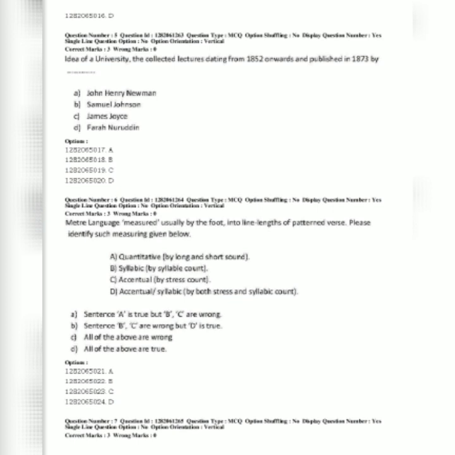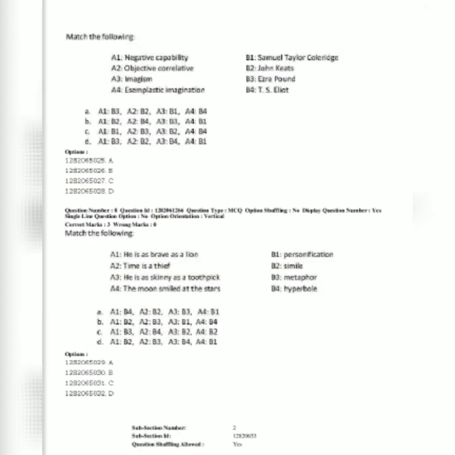Now, it's very simple. Quantitative meter is, of course, based on long and short sound. Okay, the length in a certain sense. This is a long sound, this is a short sound. That's why it's a quantitative meter, not a qualitative meter. Syllabic is of course dependent on syllables, by syllable count. Accentual is of course dependent on the stress, like where are you accentuating a particular word. And accentual slash syllabic, of course, by both stress and syllabic count. Now all these options are correct. So we go for option D, all of the above are true.